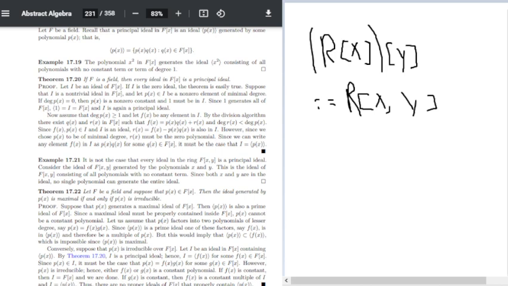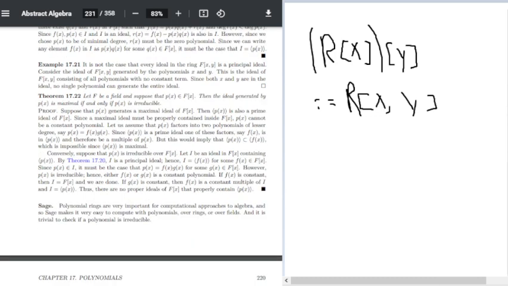Then the ideal generated by p of x is maximal if and only if p of x is irreducible. Proof. Suppose that p of x generates a maximal ideal in F of x. Then the principal ideal of p of x is also a prime ideal of F of x. Since the maximal ideal must be properly contained inside F of x, p of x cannot be a constant polynomial.